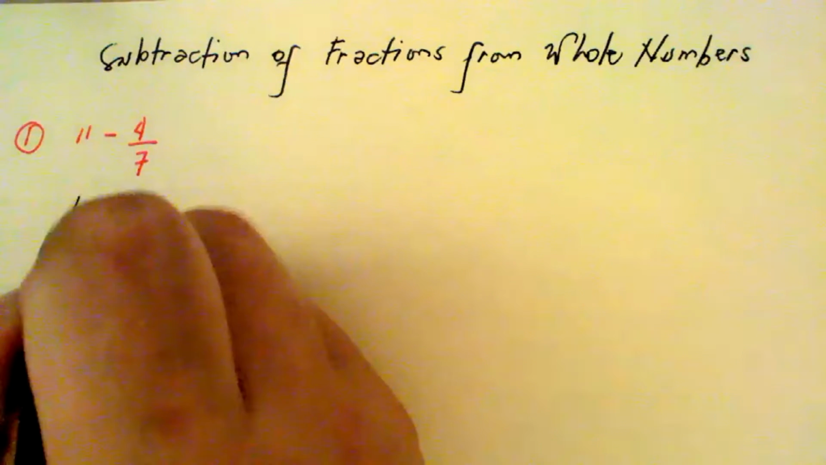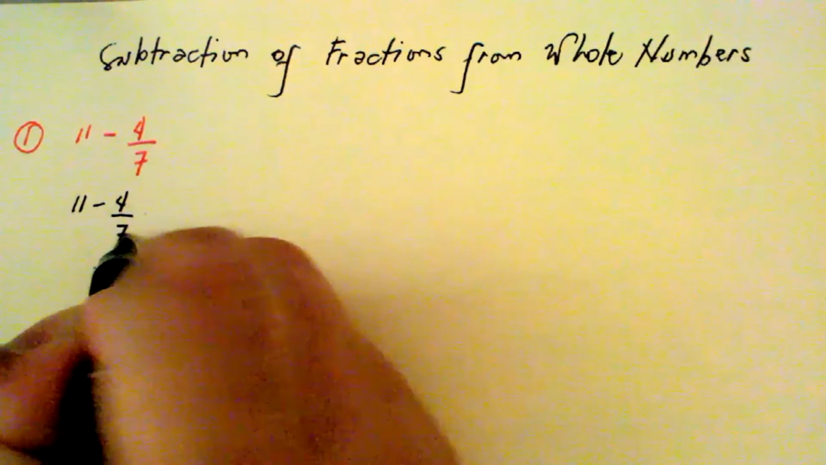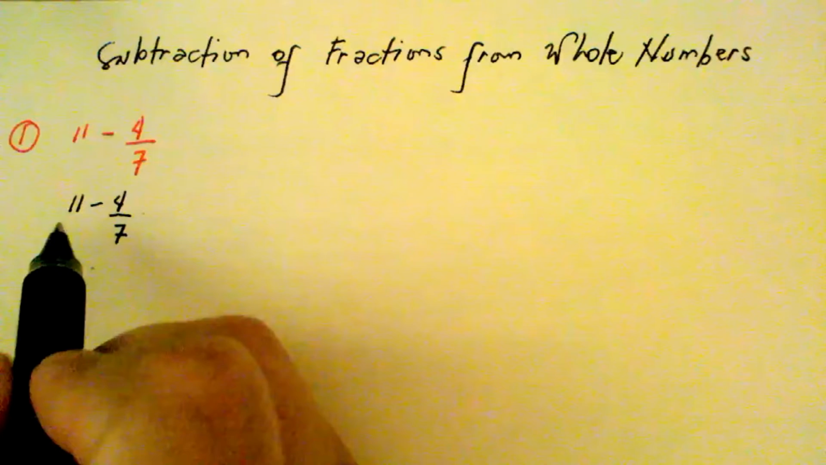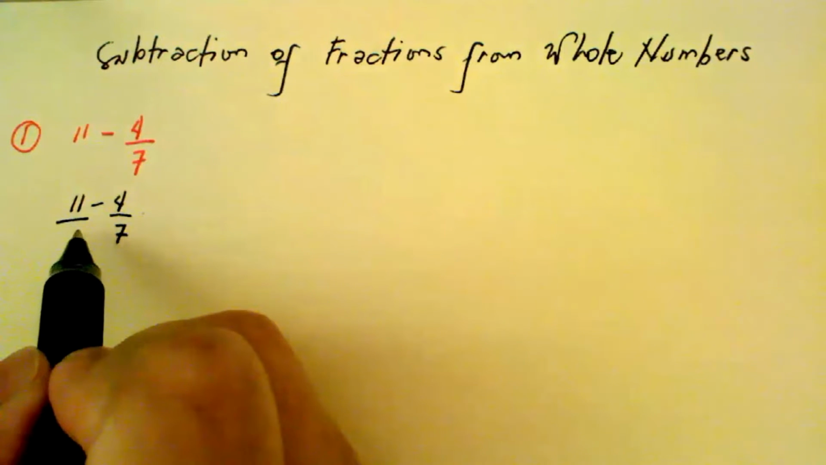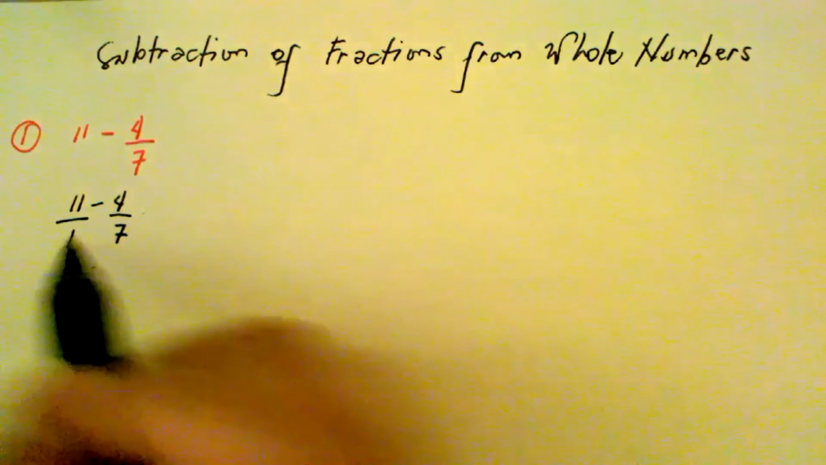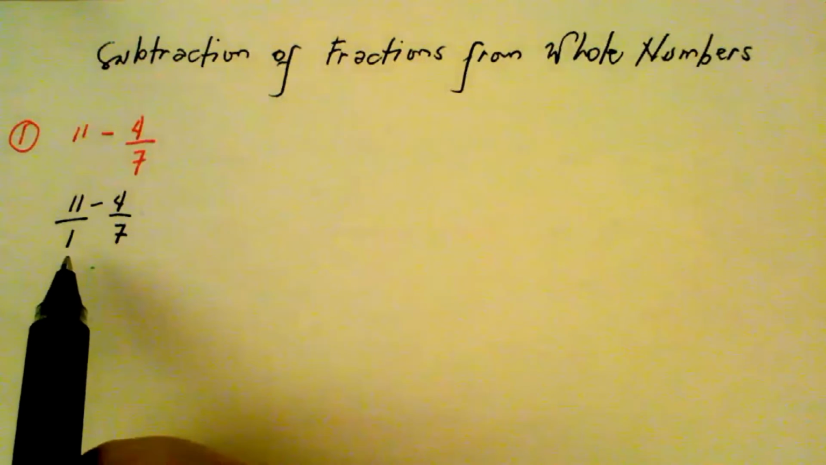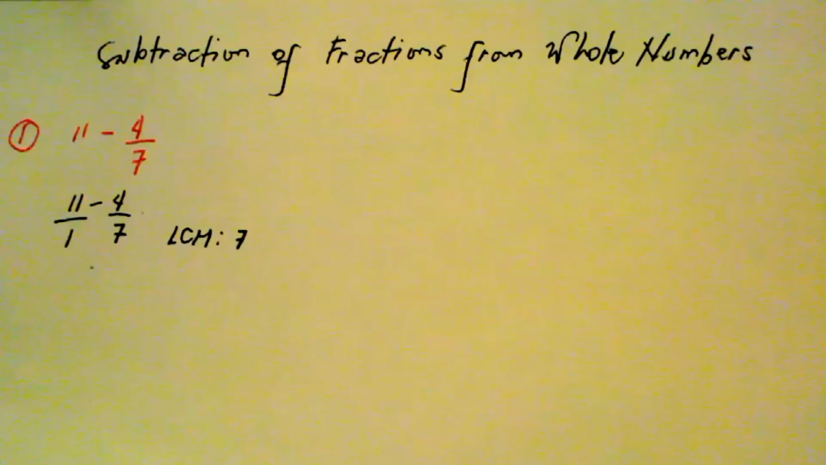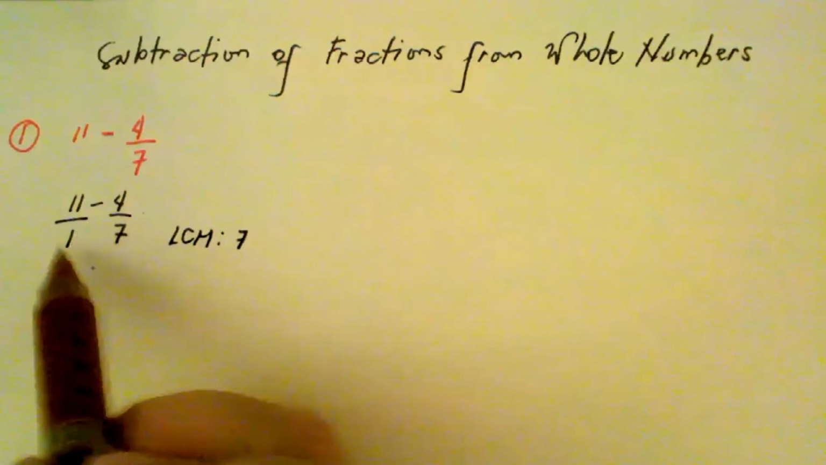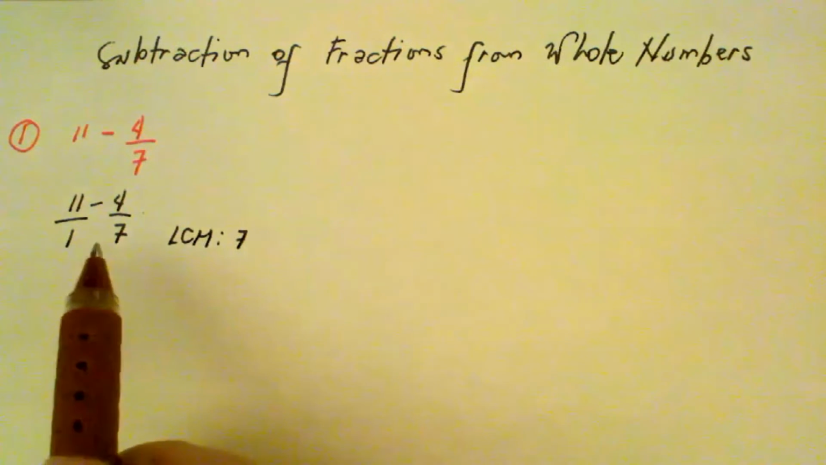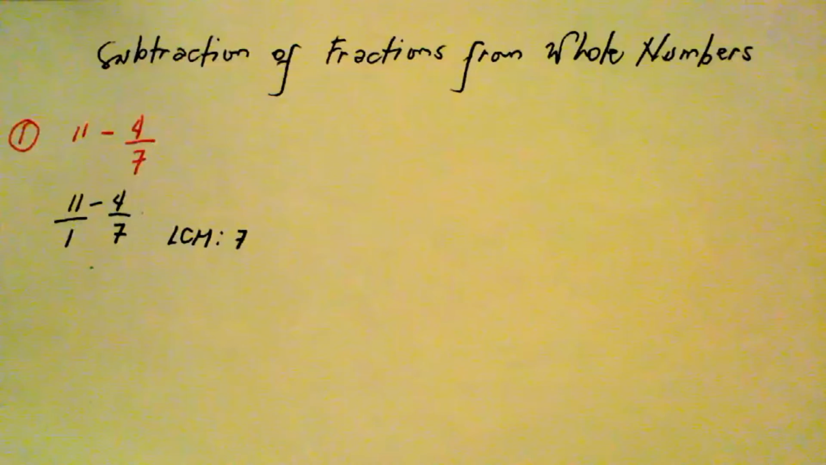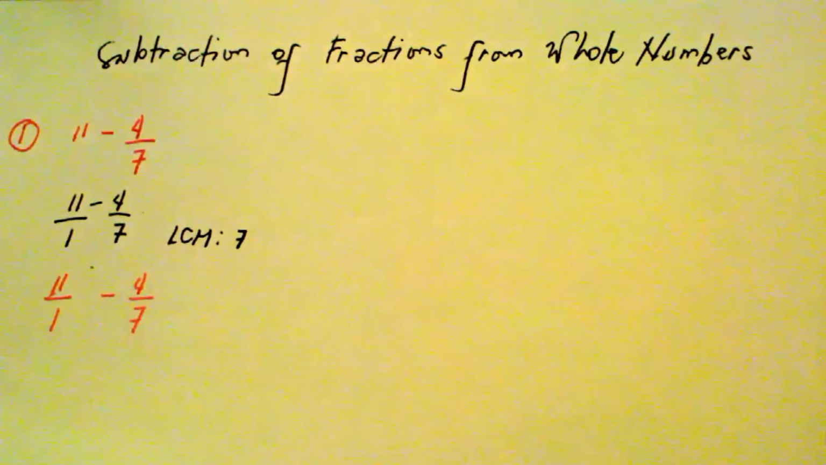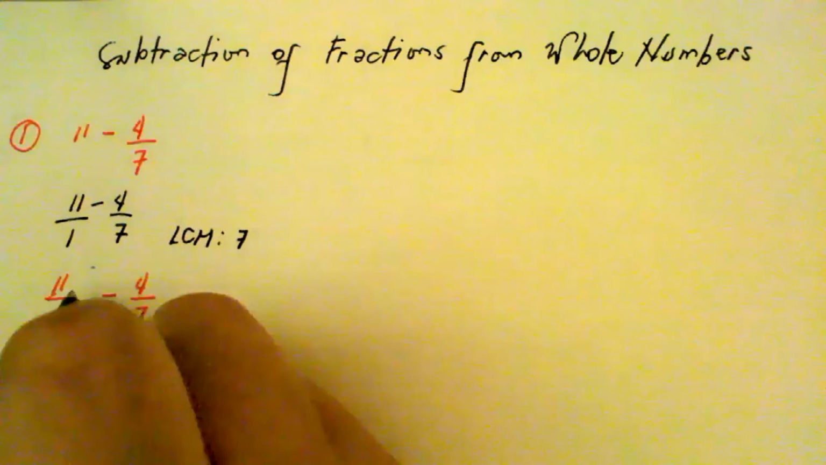So we can have 11 minus 4/7 and come up with the least common multiple. Use our common denominator, and since this is a whole number, it's understood that the denominator is always equal to 1. So the LCM, least common multiple of 1 and 7, is 7. So we need to rename our 11 in such a way that the denominator becomes 7. So we have 11 ones minus 4/7, with 7 being the LCM.